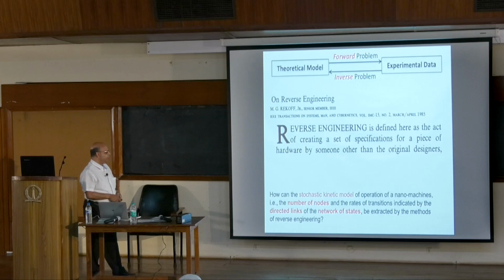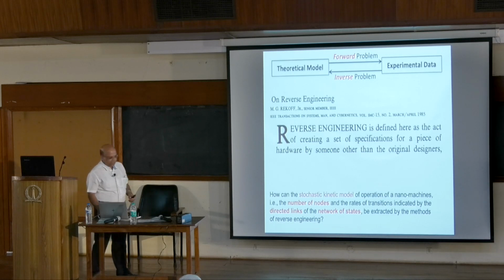So the first question here would be: how can the stochastic kinetic model of operation of a nanomachine, that is, the number of nodes, remember this was like a graph, and the rates of transitions indicated by the directed links of this network, be extracted by methods of reverse engineering?